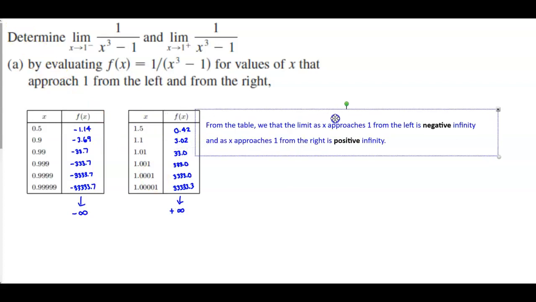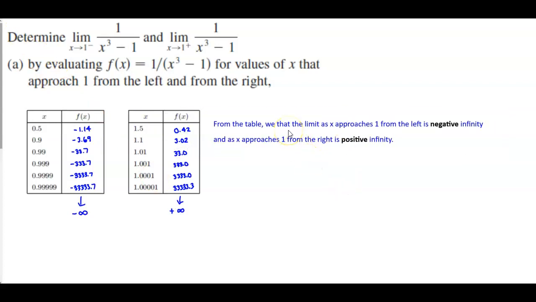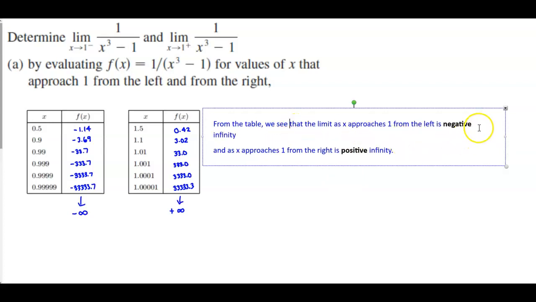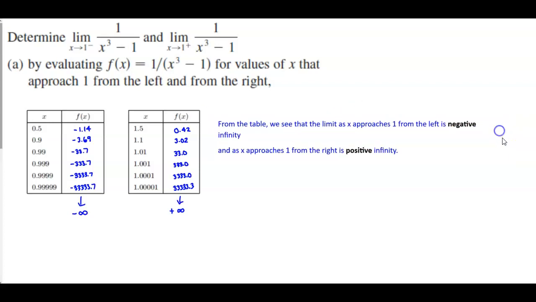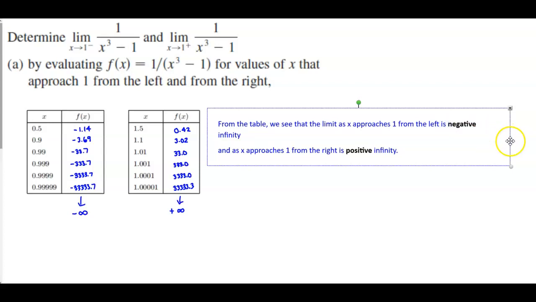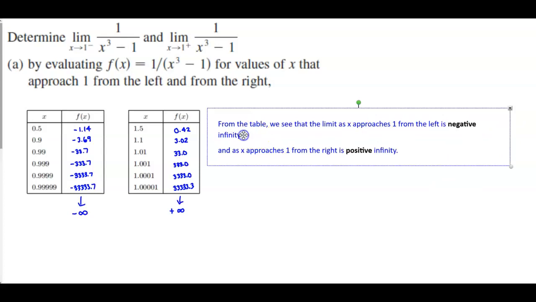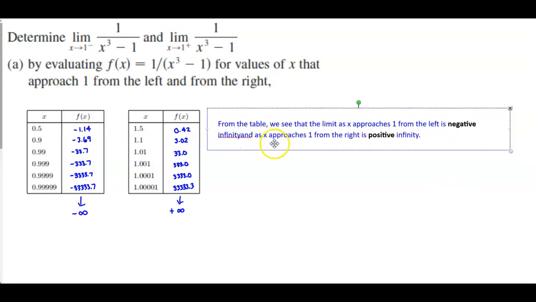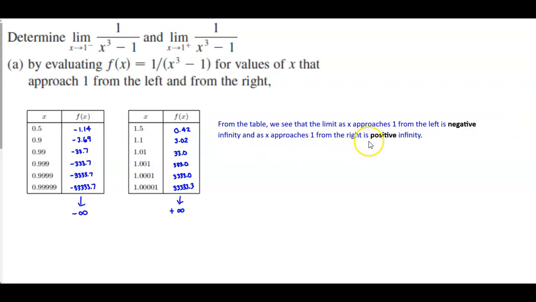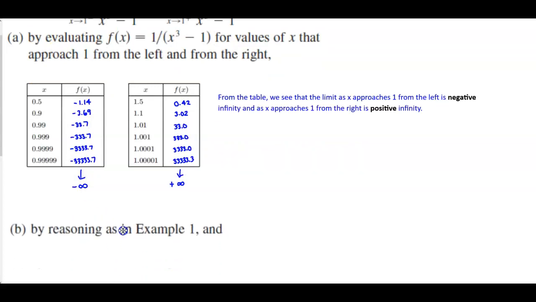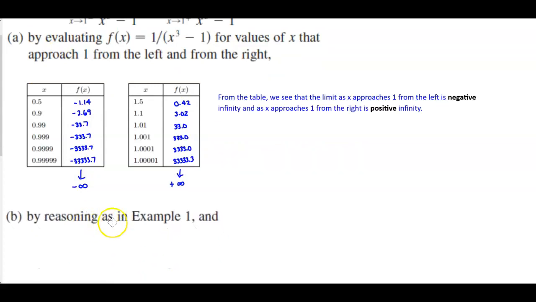So let's go ahead and summarize that. So again, from the table, we see that the limit as x approaches 1 from the left is negative infinity. And we also know that as x approaches 1 from the right is positive infinity. So the next part is, how do we then reason this part that we did in part A?